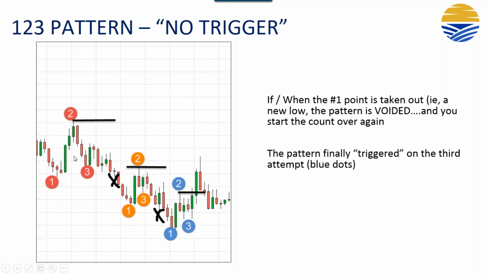So here we have a 1, 2, 3. Excuse me, looking to get long above the number 2. Market wants to break down, takes out the number 1 low. We start the count over. 1, 2, 3. Looking to get long here. Market trades lower, takes out the number 1 low. We start the count over. 1, 2, 3. Finally are able to get long on the third attempt.